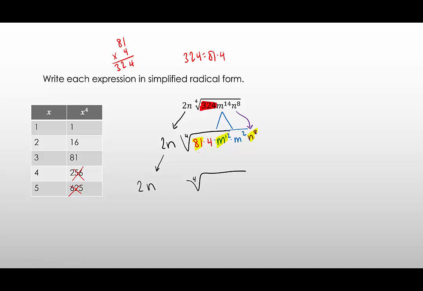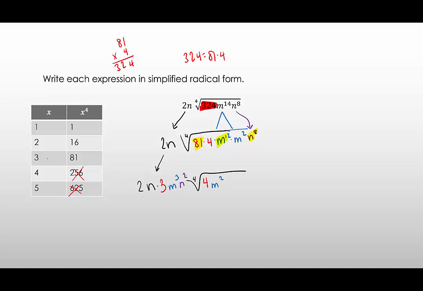The 4th root of 81 is 3. So we're going to put a 3 out here in front, joining the 2n that's already there, again using multiplication, and the 4 will stay under the radical. The 4th root of m to the 12th, we're going to divide 12 by 4. We get m cubed. And m squared stays under the radical. And n to the 8th, well, 8 divided by 4 is 2. So the 4th root of n to the 8th will be n squared.